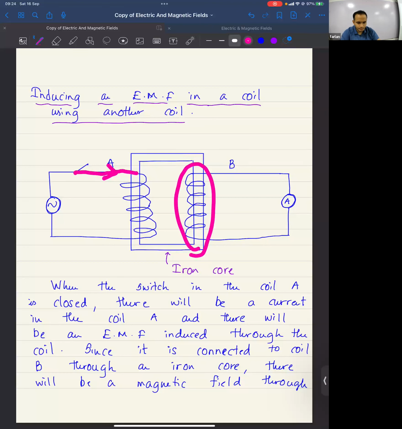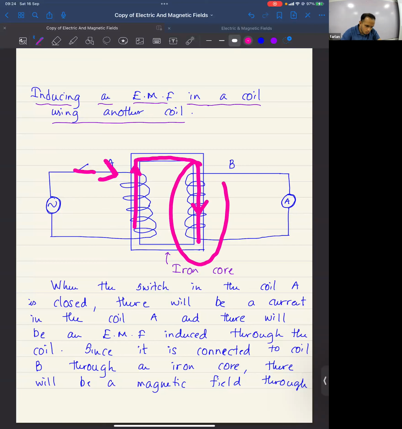I repeat, listen. Now you are making a current pass through A. You close the switch, there will be a current passing through A. That current will induce a magnetic field through coil A. Those magnetic field lines will pass through coil B as well. So the magnetic field through coil B is changing. That means the magnetic flux linkage through coil B is changing. So when there is a change in the magnetic flux linkage through coil B, there will be an EMF induced in coil B. That means this ammeter will show a reading. Or if you put a voltmeter here, that will show the voltage.